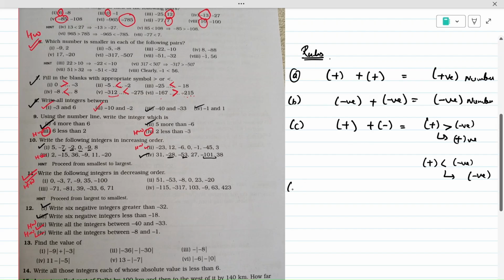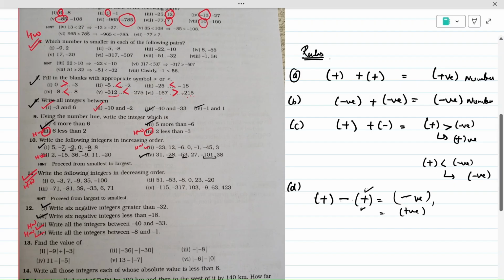Similarly, we have subtraction rules also. If we are subtracting a positive number from a positive number, there can be two scenarios. If the second number is greater, then the answer will be negative. If the second number is smaller, then the answer will be positive. So it depends upon this number because we have a negative sign in front of it.